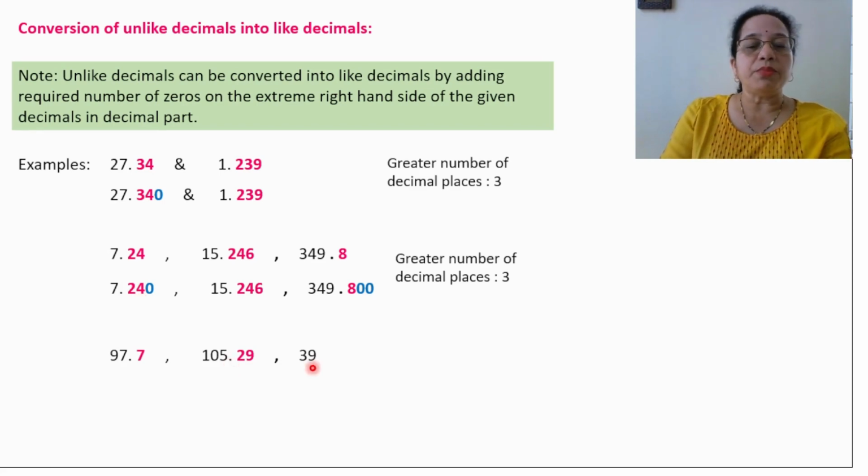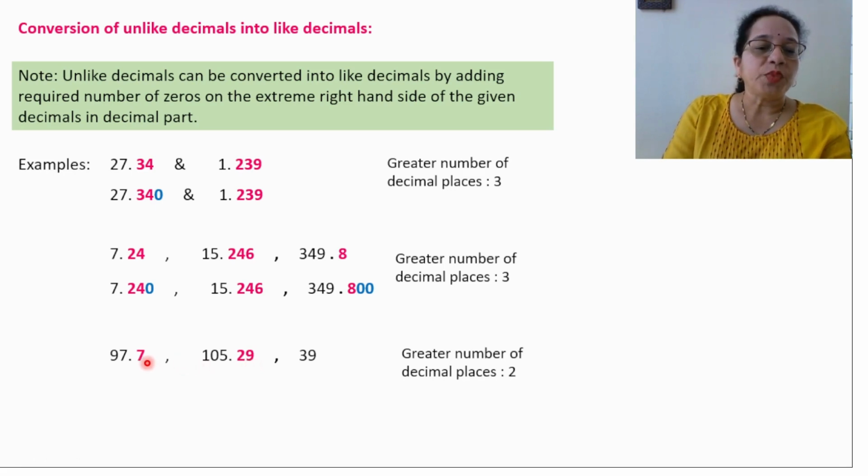Now the last example is for you. Here your decimal place is 1, here your decimal place is 2, and there is no decimal place, so we can say that 0. So here we will write the point, and we need to convert into like decimals. The greater number of decimal places is 2. So everywhere we will add the required number of zeros. Here we will add only 1 zero and here we will add the decimal and then 2 zeros, like this. So these are the unlike decimals, these are the like decimals.